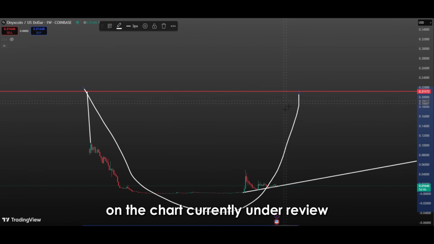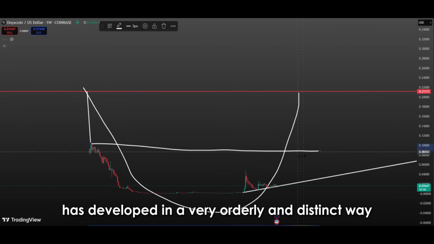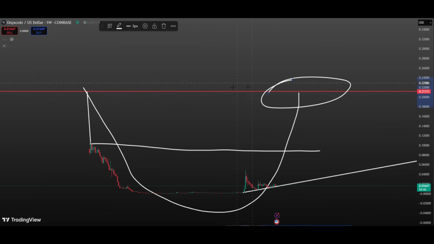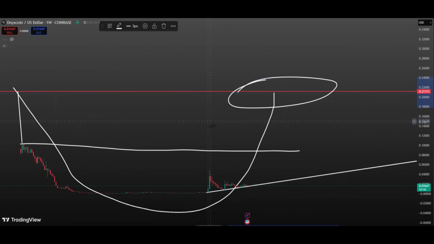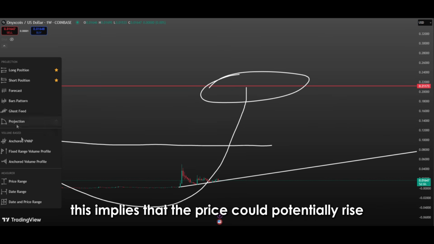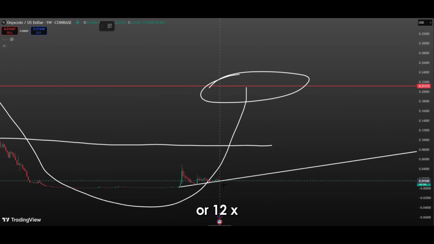On the chart currently under review, this cup formation has developed in a very orderly and distinct way, clearly signaling a potential price breakout in the future. Once the pattern is completed, it typically suggests a price increase equal to the depth of the cup. Given the current depth, this implies that the price could potentially rise by approximately 12 times or 12x.